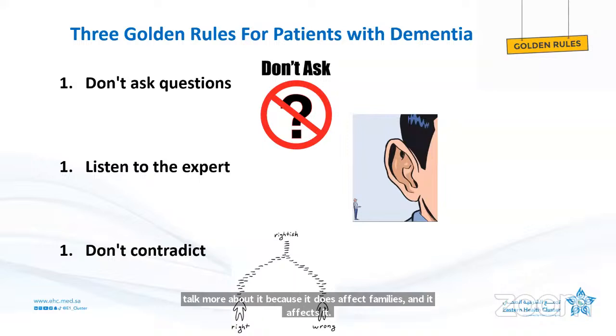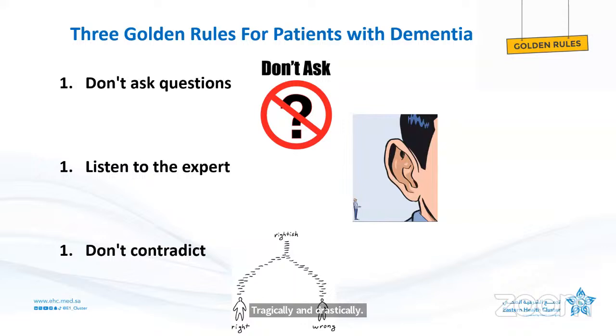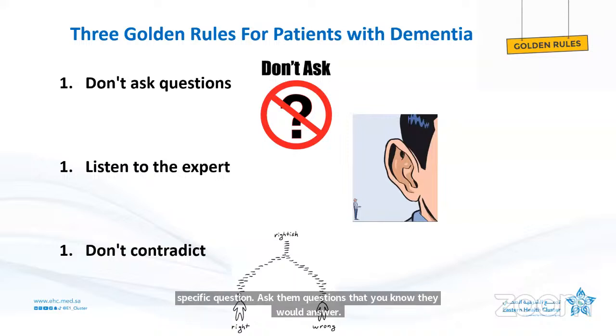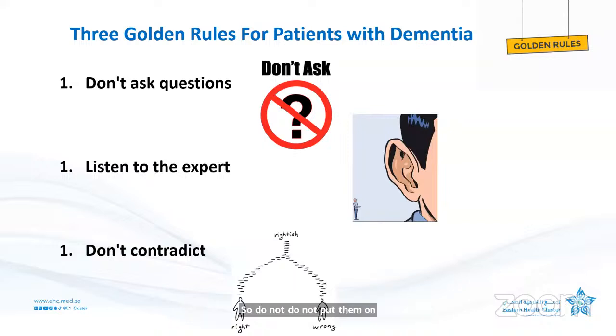These are the three golden rules for patients with dementia. So the first thing is, don't ask them specific questions. Ask them questions that you know they would answer. So do not put them on the spot, and do not embarrass them, because they are still aware of being embarrassed and of not knowing how to answer your question. So they are still there in that aspect.